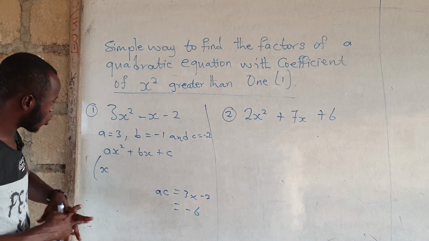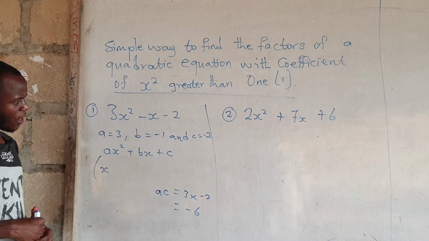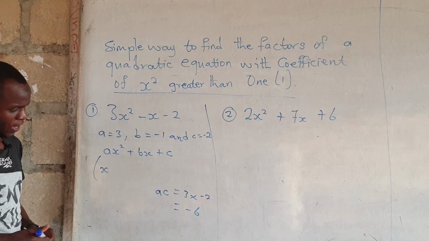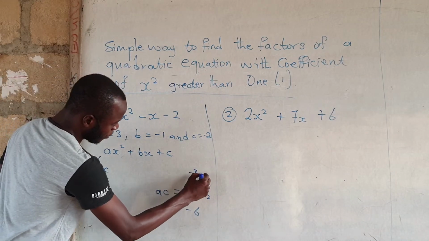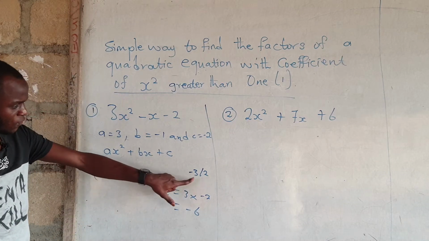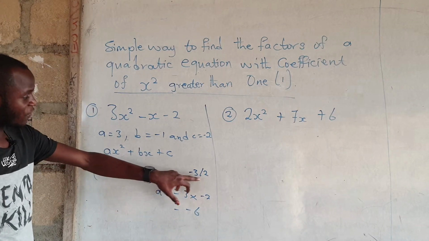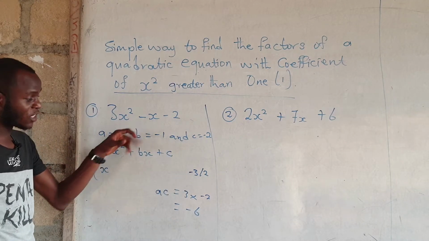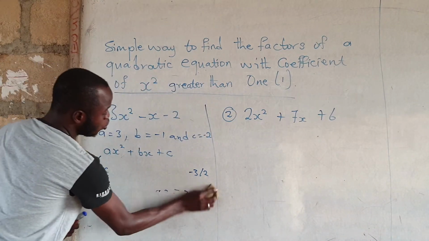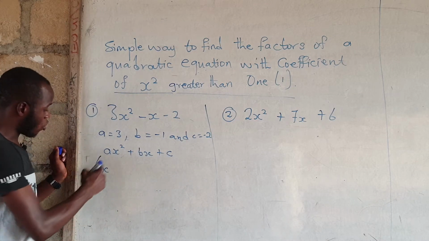Now looking at the factors of -6 which will give those values, it will be -3 and 2. Now let's see if our answer is correct. When you multiply -3 and 2, we have -6, correct? When you add -3 plus 2, we have -1. So the factors that we are looking for are -3 and 2. Now you have to insert them into the brackets that you've opened.